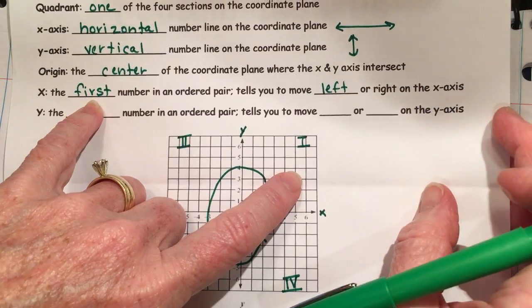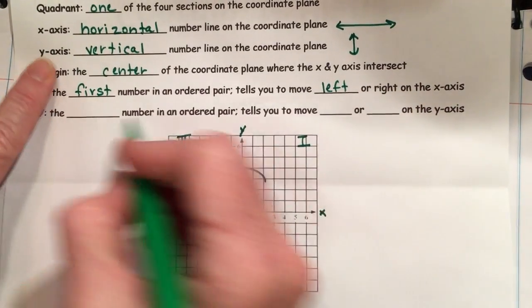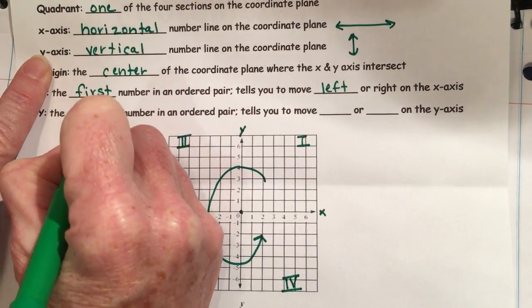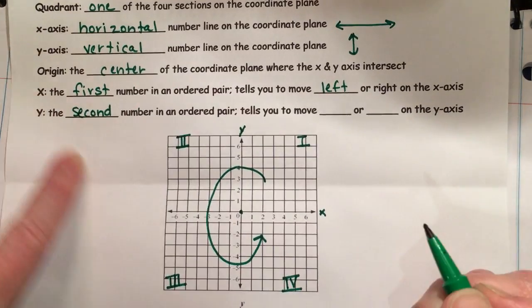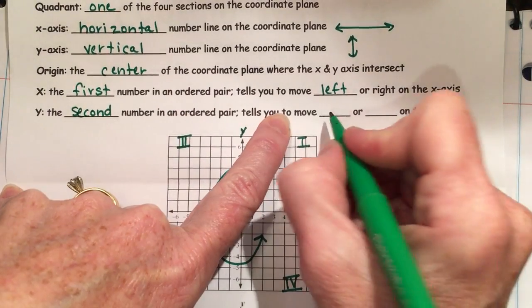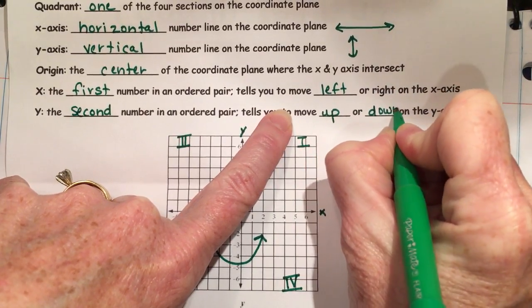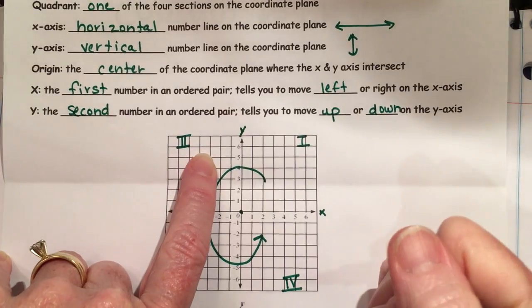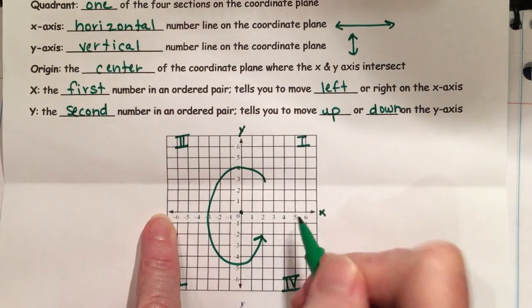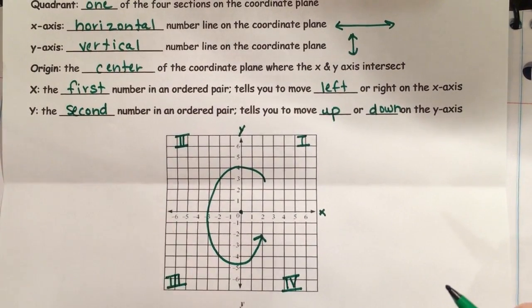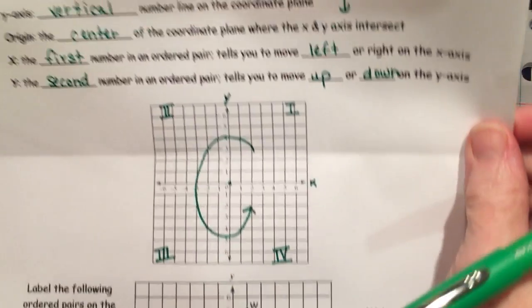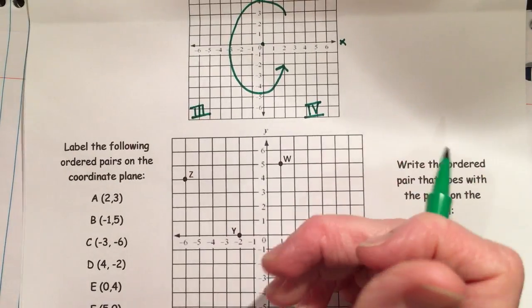X is the first number in the ordered pair, and y would be the second number in the ordered pair. And the second number tells you to move not left or right, but now up or down. Notice the y-axis goes up and down, and the x-axis goes left and right, so they coordinate with that. All right, so how do we use this to locate points? Let's give it a try.